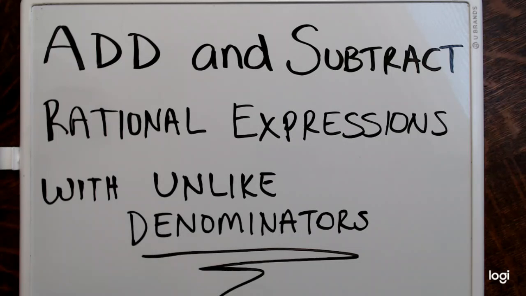The steps are the same. Find the LCD, rewrite each fraction with that LCD as its denominator, as an equivalent fraction with the LCD, and then add, subtract, and then simplify. Make sure the numerator and denominator have no common factors. Alright, so begin.